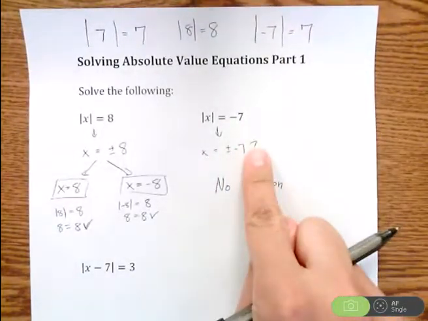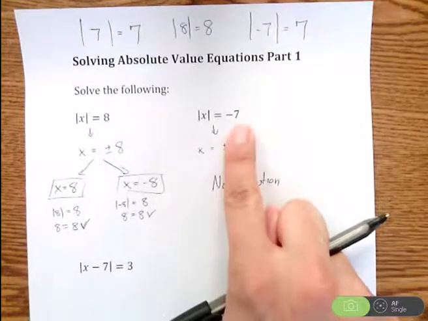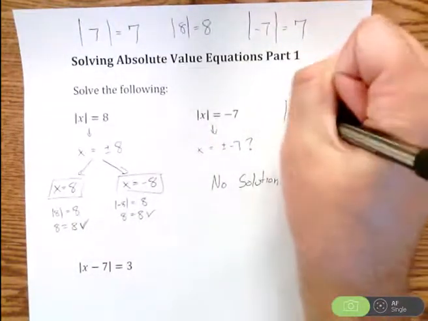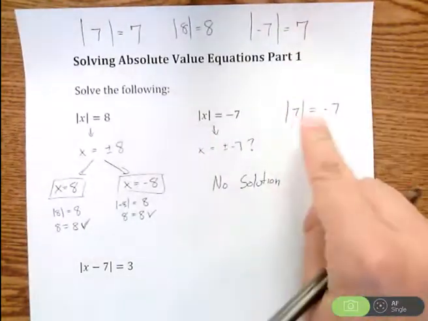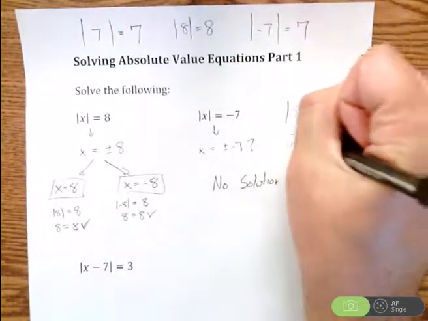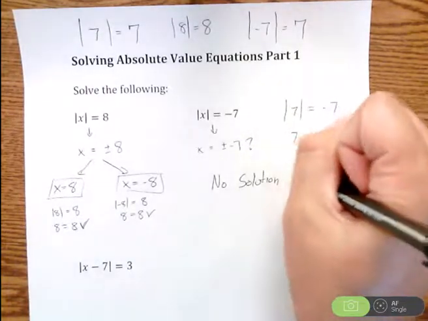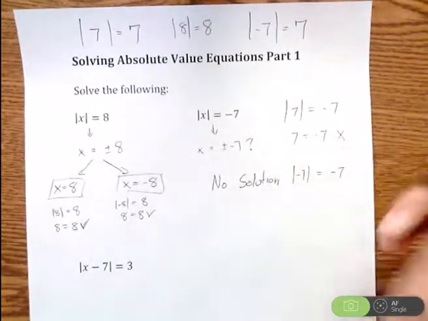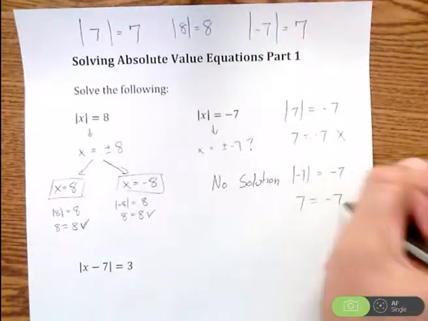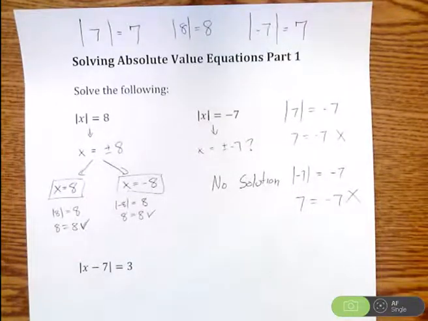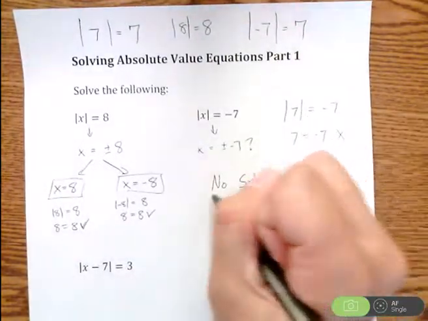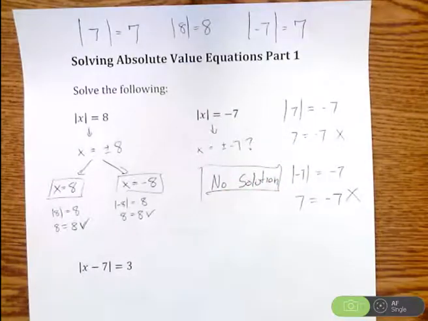There is no number you can plug in for x so that you get -7. So some people are like, well, what about 7? Well, the absolute value of 7 is still 7, so you get 7 equals -7. That doesn't work. If you plug in -7, the absolute value of -7 is still 7, so you get 7 equals -7. That doesn't work either. So this one would be a no solution.